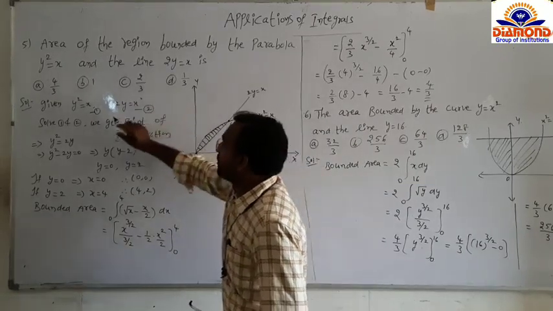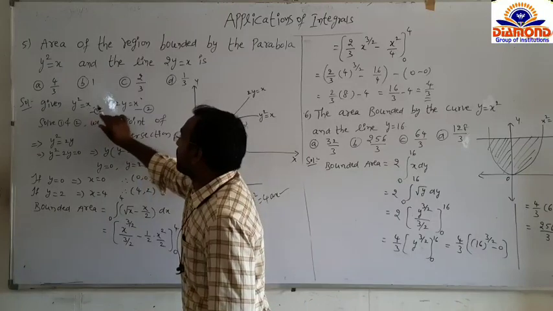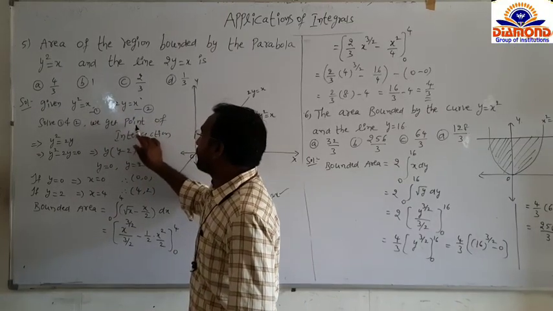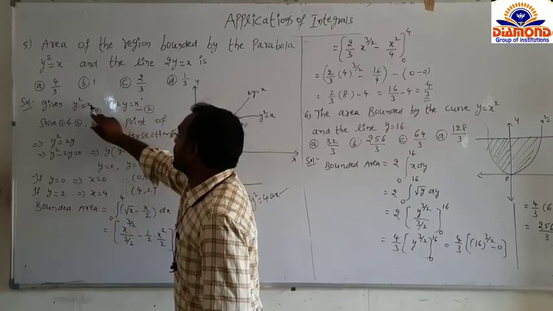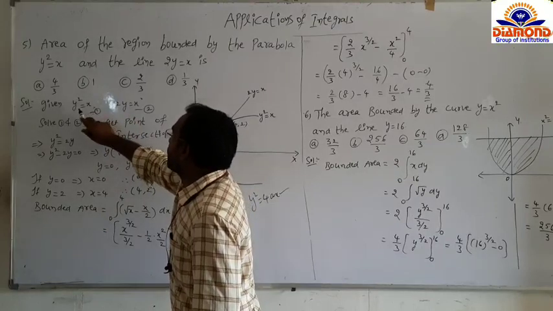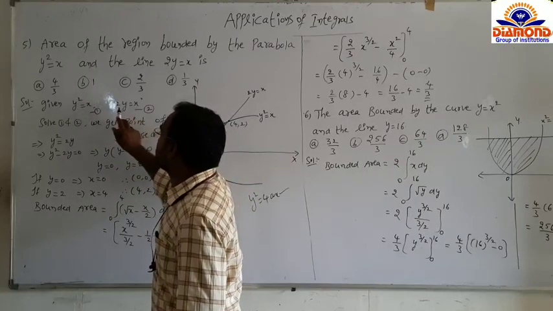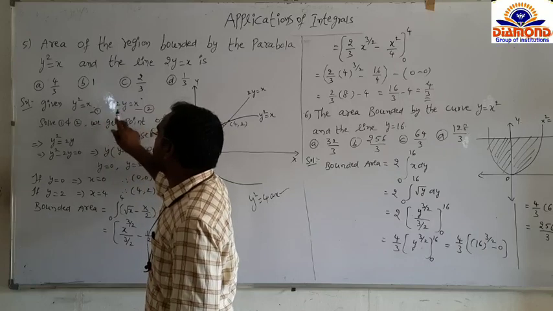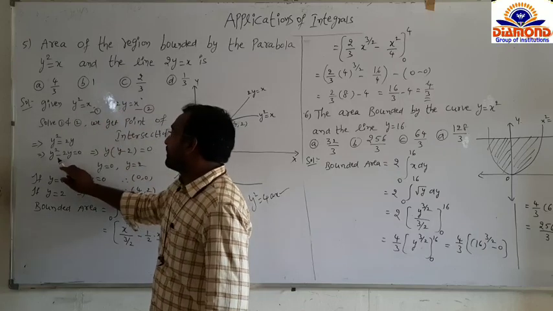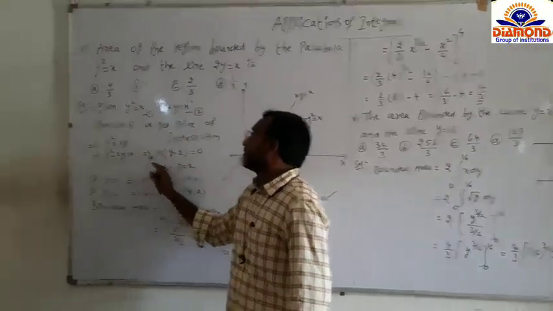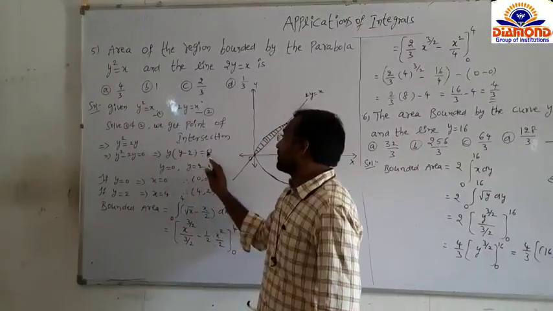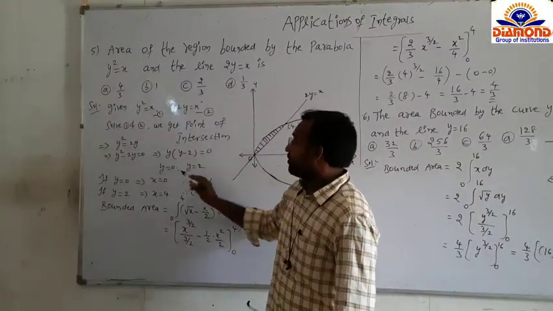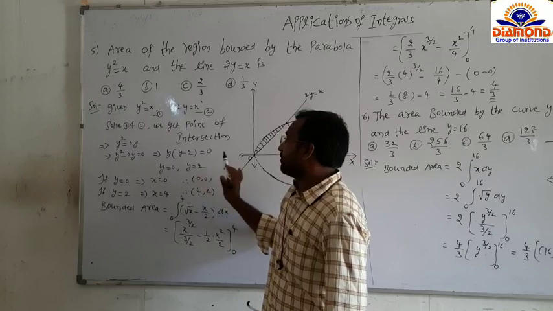How to find it? Solve the parabola and the line, and you get the points of intersection. Both are x equal, so RHS equal means LHS equal. So y square equal to 2y. This can be written as y square minus 2y equal to 0. Taking y common, y into y minus 2 equal to 0. So y equal to 0, and next y equal to 2.